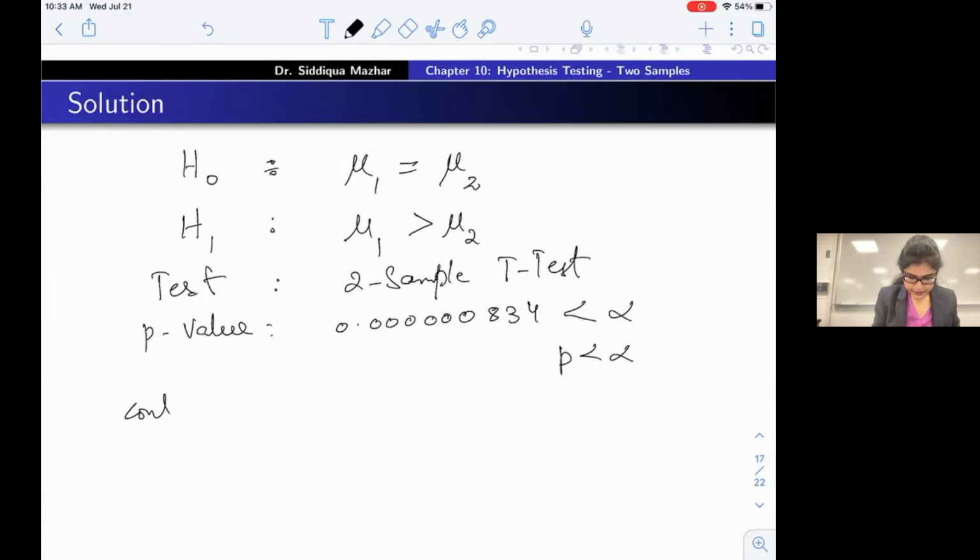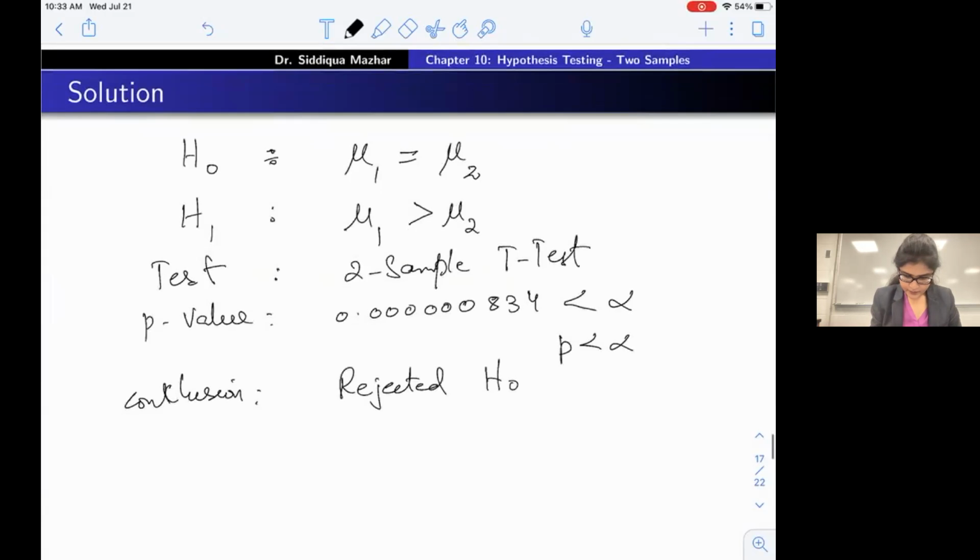So what is my conclusion? If P is less than alpha, that means we are rejecting the null hypothesis. Scientifically, I should write it down: it is 8.34 on your calculator times 10 raised to power minus 7. This is why I'm writing it down in this way. So we are rejecting our null hypothesis.